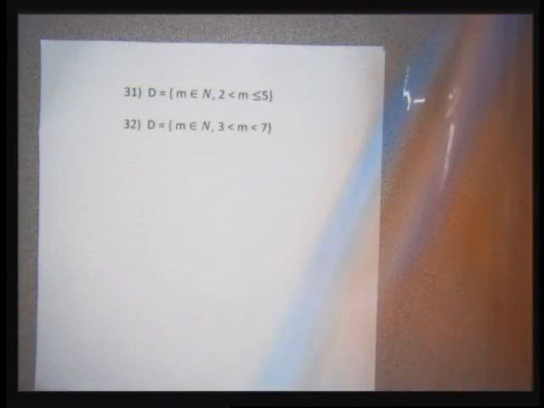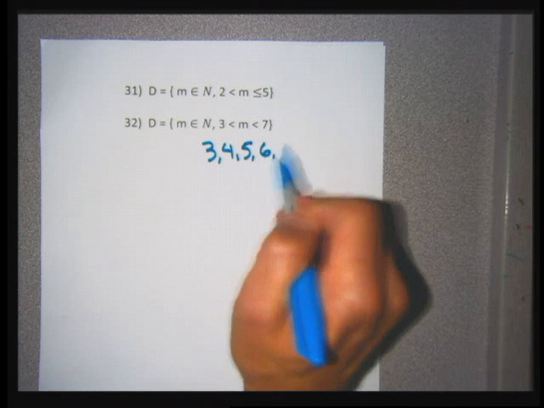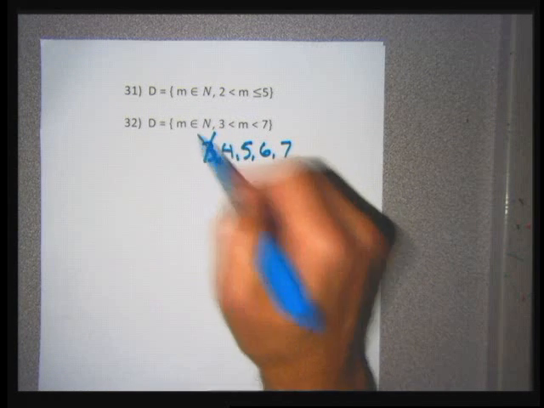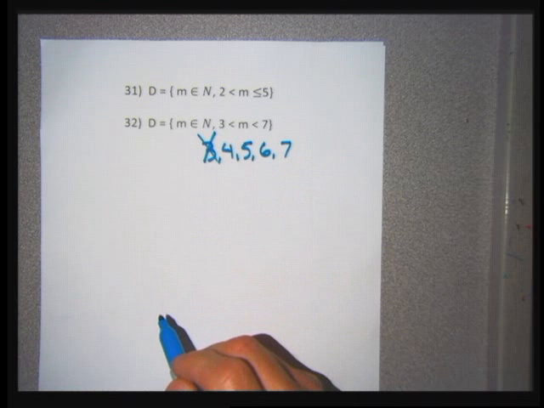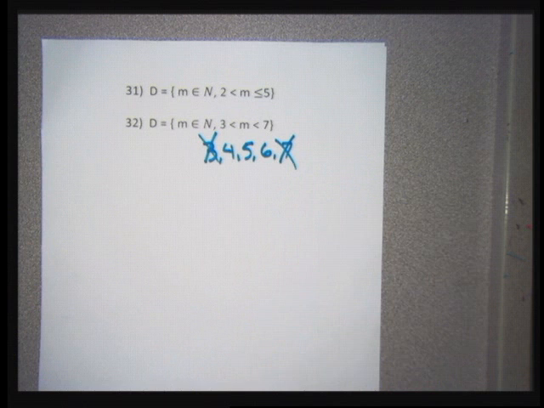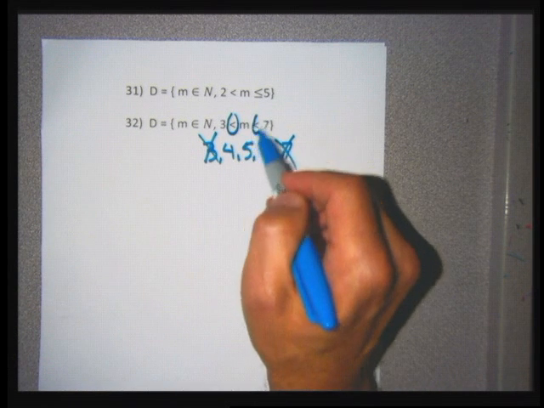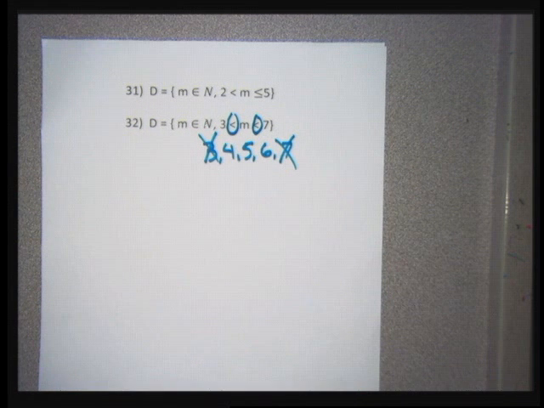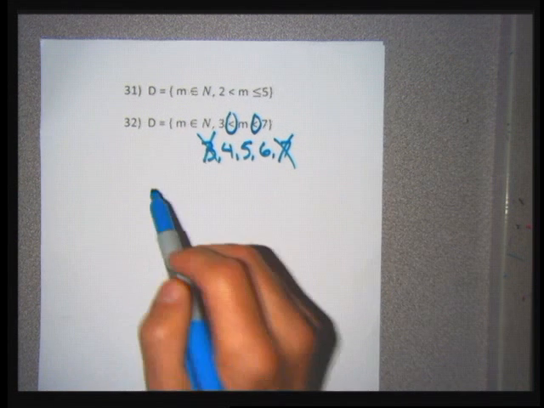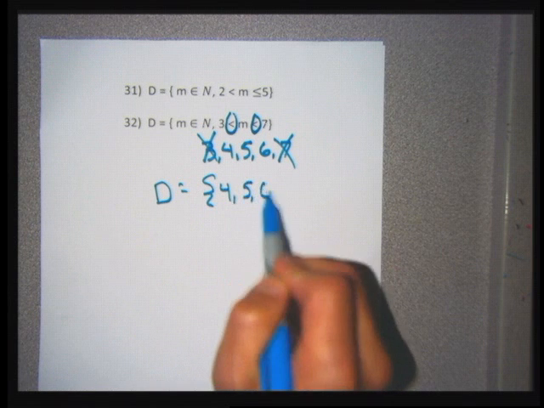31 and 32, hopefully you will have finished all the odd problems by the time you get done watching this video. So again, I have the letter M written between two numbers, and I'm not including the 3 because there's no equal to with the inequality with the 3. I'm not including the 7 because there's no or equal to with the inequality sign with the 7. These are strictly less thans, which means it doesn't include the number that's described. It includes the next natural number. So for 32, D is going to be the numbers 4, 5, and 6.